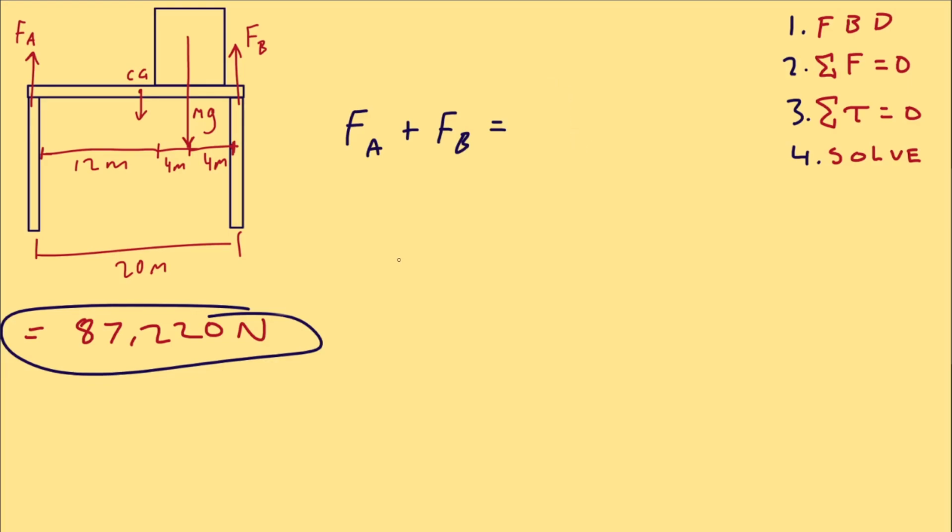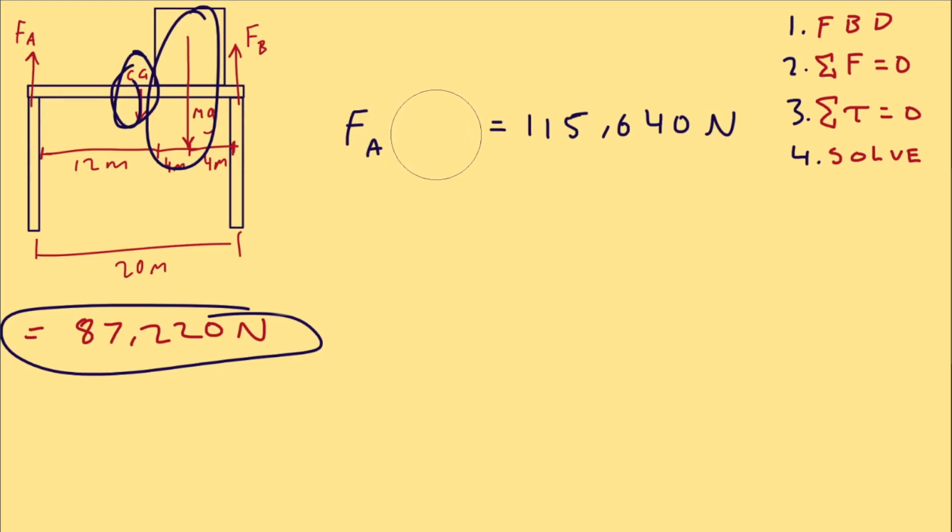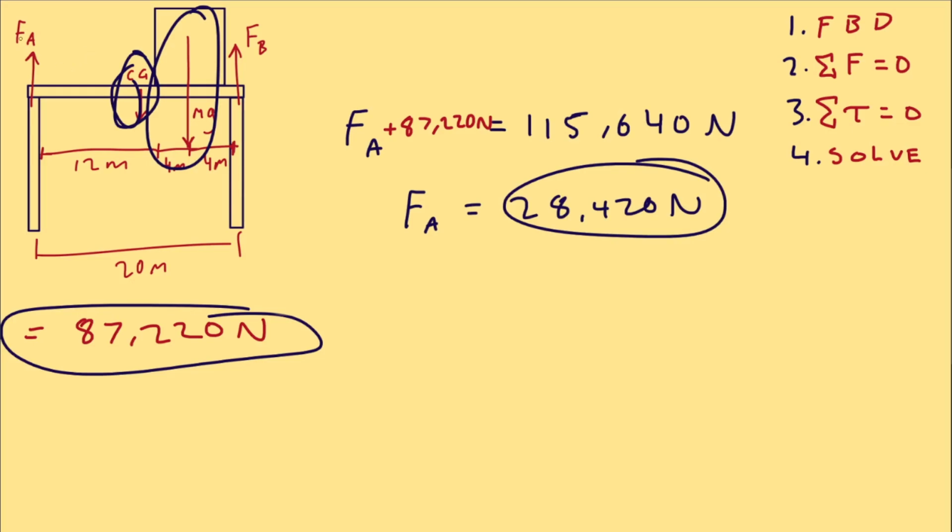The total weight of the system we actually just solved. It's the weight of this steel beam plus the weight of this battery, which is something like 115,640 newtons. Of course, we did just find our FB value as 87,220 newtons. We can subtract this value from both sides. We get Fa equals 28,420 newtons. So that's the amount of force that our left side pillar is exerting.